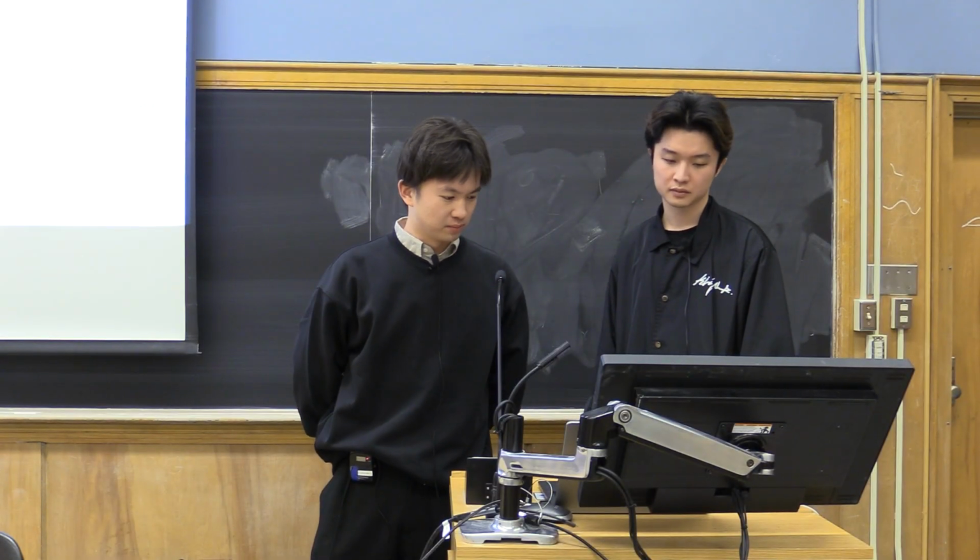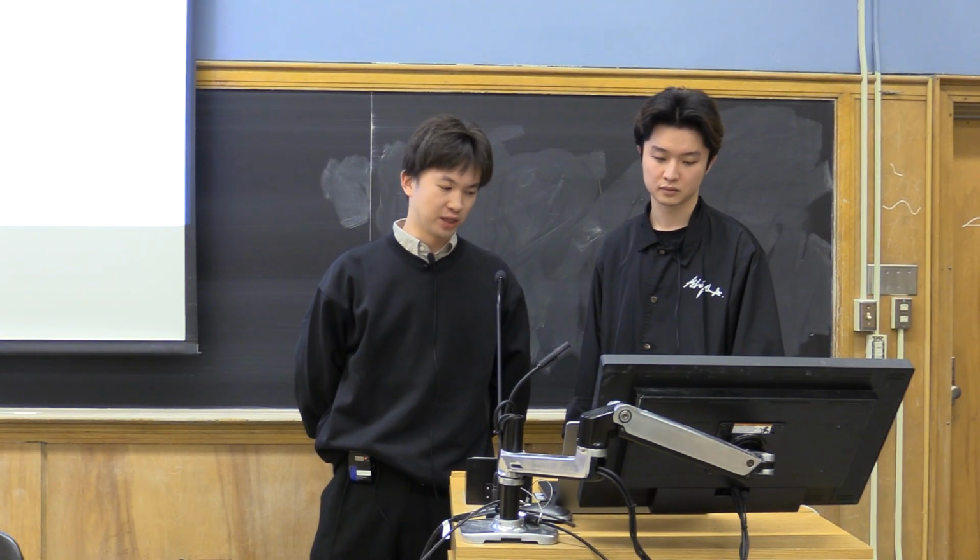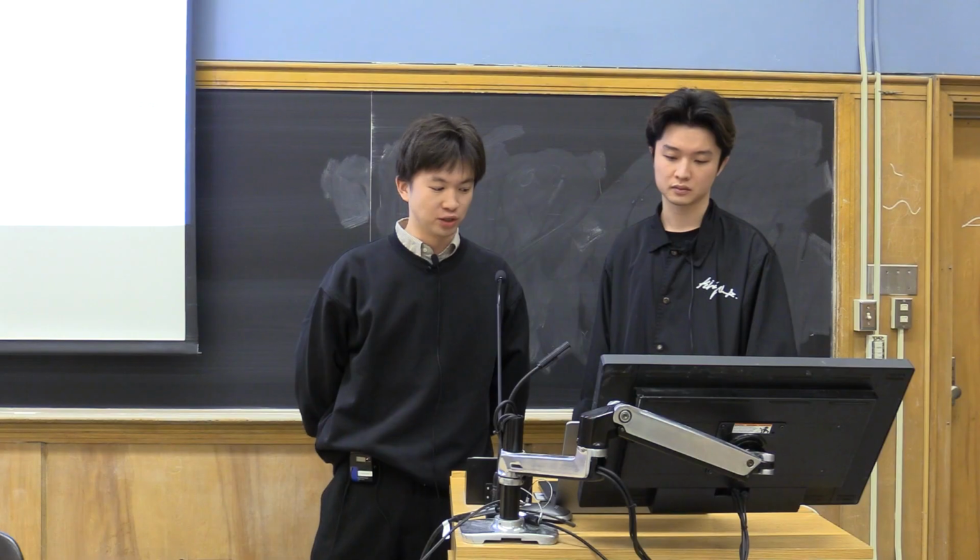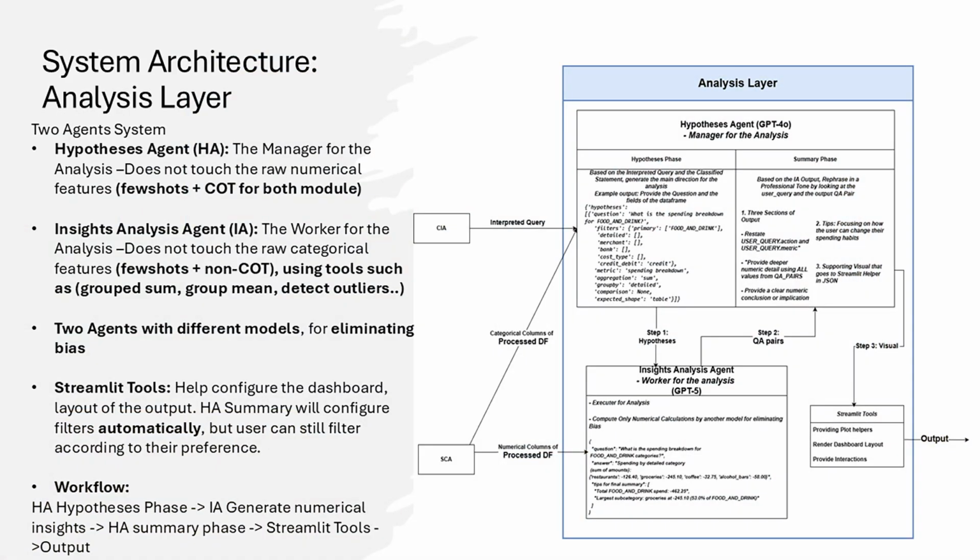Then we'll go to the analysis layer, which is the key for WellSight. In this part, we have two agents as well. The hypothesis agent is the manager agent. It does not touch the raw numerical features, but only the categorical features and the user query. The insights analysis agent is the worker for the analysis. It does not touch the raw categorical features, but only the numerical features. The two agents also implement different models for eliminating bias.